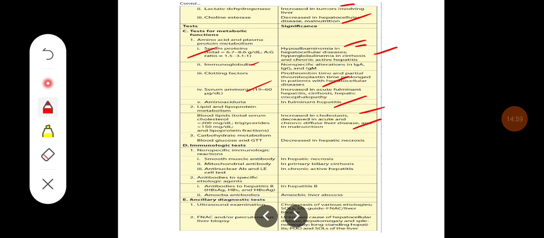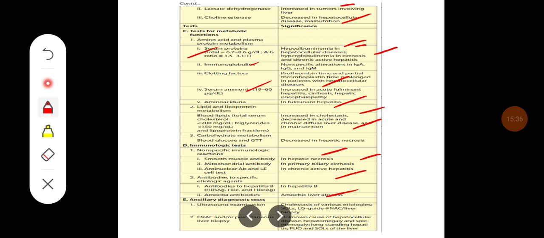Some of the immunological tests also, like smooth muscle antibody, which is increased in hepatic necrosis, mitochondrial antibody in primary biliary cirrhosis, anti-nuclear antibody, and LE cell test, which are increased in chronic active hepatitis. So antibodies for hepatitis B are very specific for hepatitis B. And amoeba antibodies are increased in amoebic liver diseases.